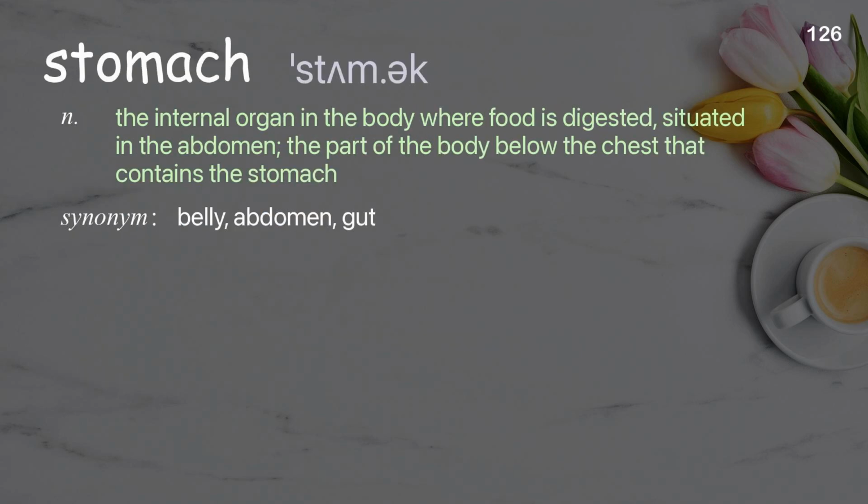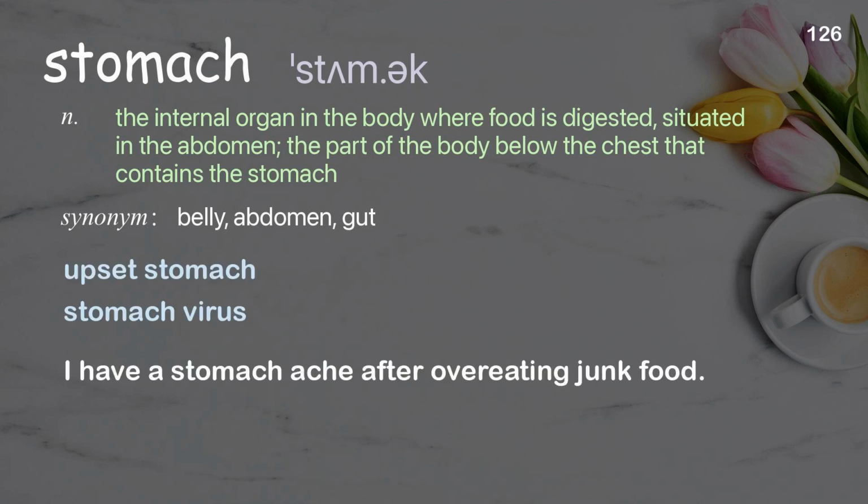Stomach. The internal organ in the body where food is digested, situated in the abdomen, the part of the body below the chest that contains the stomach. Examples: Upset stomach. Stomach virus. I have a stomach ache after overeating junk food.